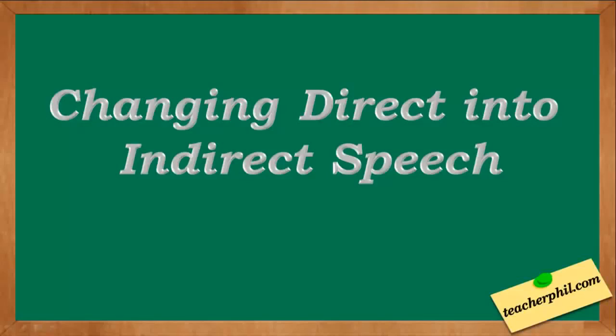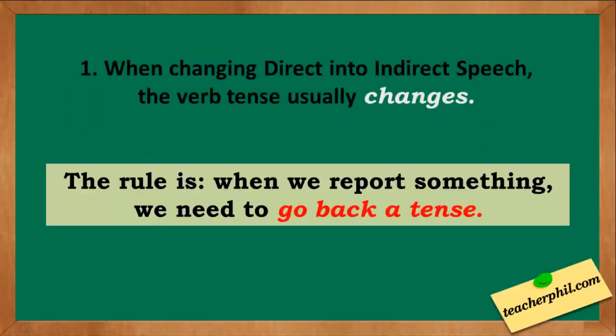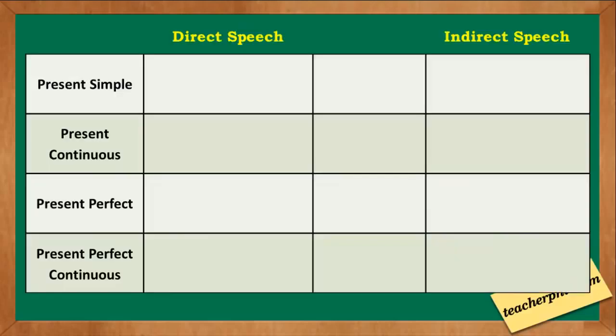Changing direct into indirect speech. There are many rules in changing direct into indirect speech. Let's start with the verb tenses. When changing direct into indirect speech, the verb tense usually changes. So the rule is, when we report something, we need to go back a tense. Try to take note of the following examples.